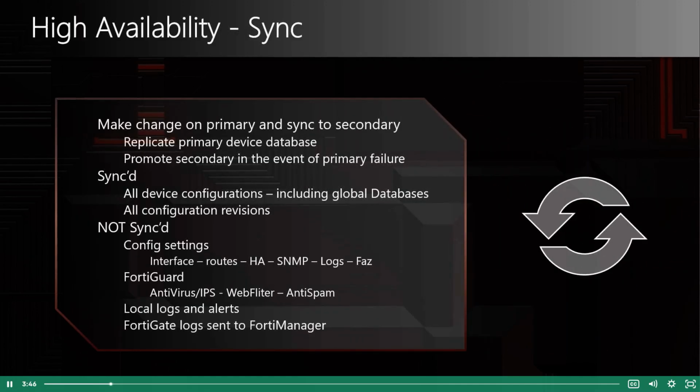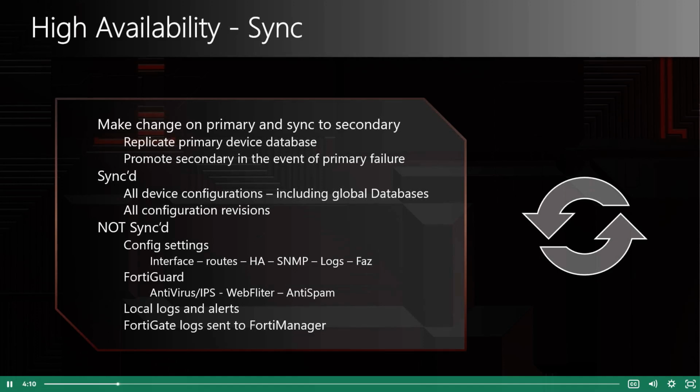Now, when you make a change on the primary and sync to the secondary, you replicate the databases. If something goes wrong, you promote the secondary to the primary. That's what they're talking about. That's how we do this. So you have your primary, it's going great. We replicate out to the secondary. Something goes wrong with the primary, the secondary is promoted to primary.